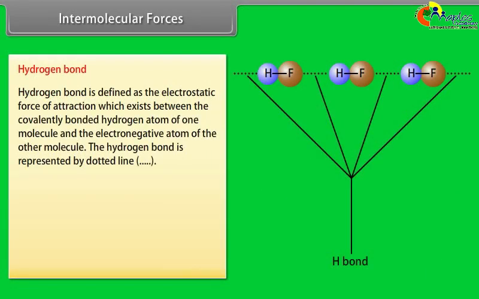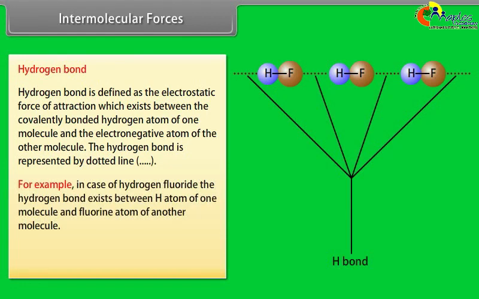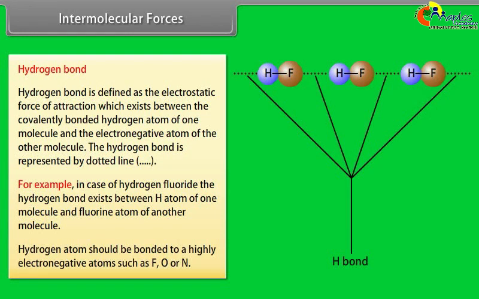Hydrogen bond. Hydrogen bond is defined as the electrostatic force of attraction which exists between the covalently bonded hydrogen atom of one molecule and the electronegative atom of the other molecule. The hydrogen bond is represented by a dotted line. For example, in case of hydrogen fluoride, the hydrogen bond exists between the H atom of one molecule and the fluorine atom of another molecule. Hydrogen atom should be bonded to highly electronegative atoms such as fluorine, oxygen or nitrogen. Larger the electronegativity of the other atom, greater is the strength of the hydrogen bond.